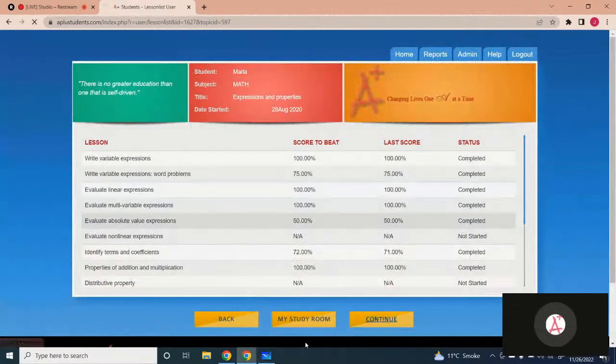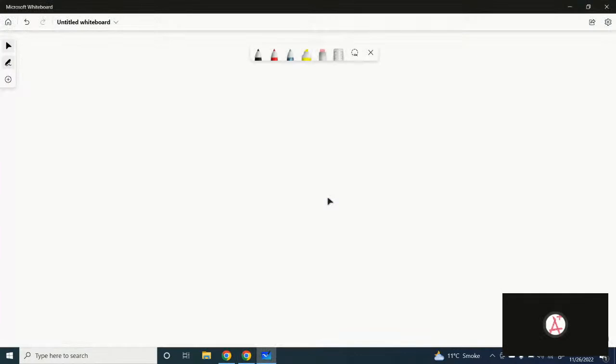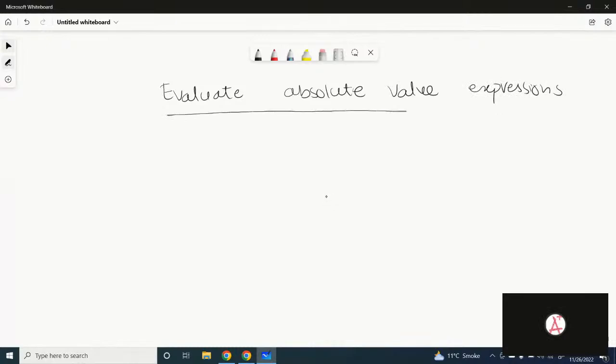Okay, the next one is evaluate absolute value expressions. Let me write down the lesson name. Evaluate absolute value expressions. Okay, let's just start with the examples.